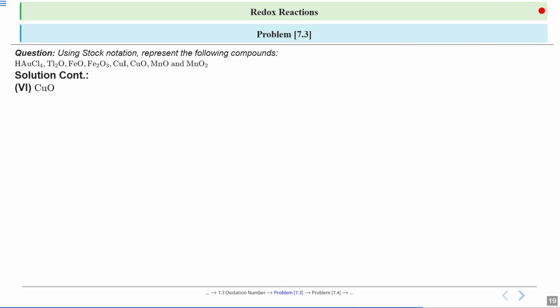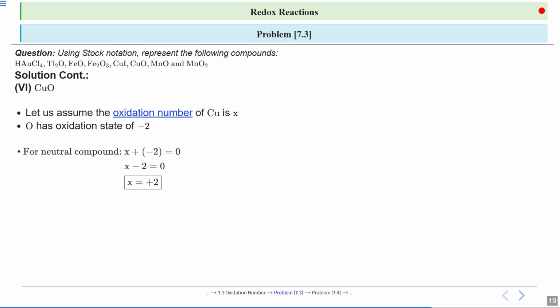Now the sixth one, that is copper oxide. Again assuming the oxidation number of copper to be x and the oxidation state of oxygen to be -2, solving for this compound we find x to be +2, and hence CuO can be represented as Cu(II)O, with 2 written in Roman numeral in brackets and then oxygen.